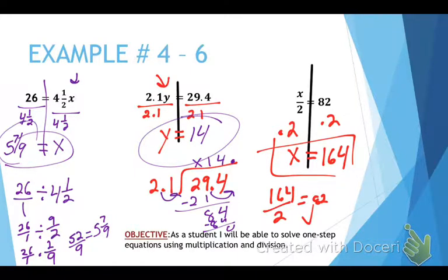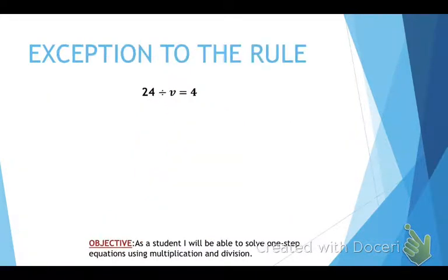All right, now, there is an exception to the rule. All right, now I need you to be very, very careful. All right, this one is challenging. Okay, so here's the deal. Pay attention. Yes, you draw your line, but I want to show you something.